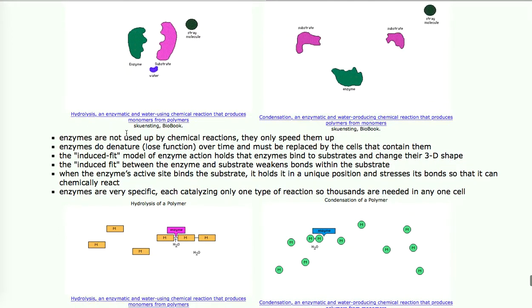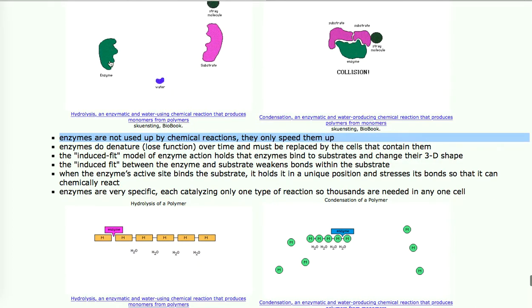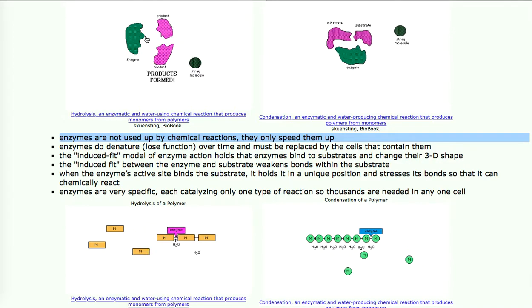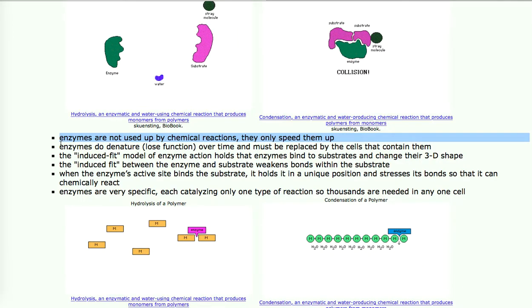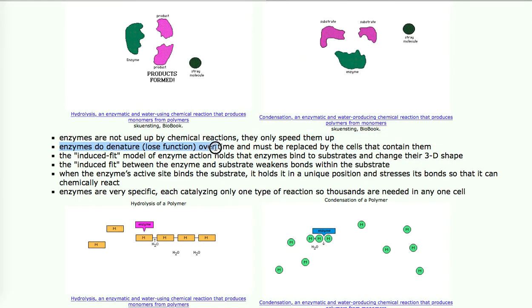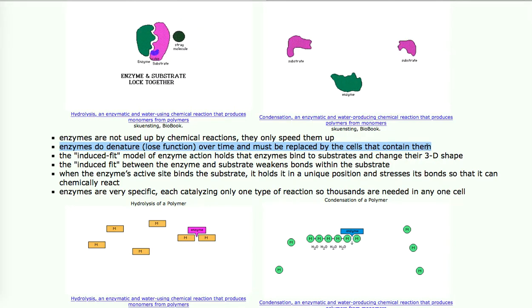Now, enzymes are not used up by chemical reactions. They only speed them up. So you'll notice the enzymes are not being used up. The substrate's being changed into products, but the enzyme's not being changed at all. Enzymes do denature if you heat them up too much. So if you boil some chemicals with an enzyme in it, the enzyme is rendered useless.